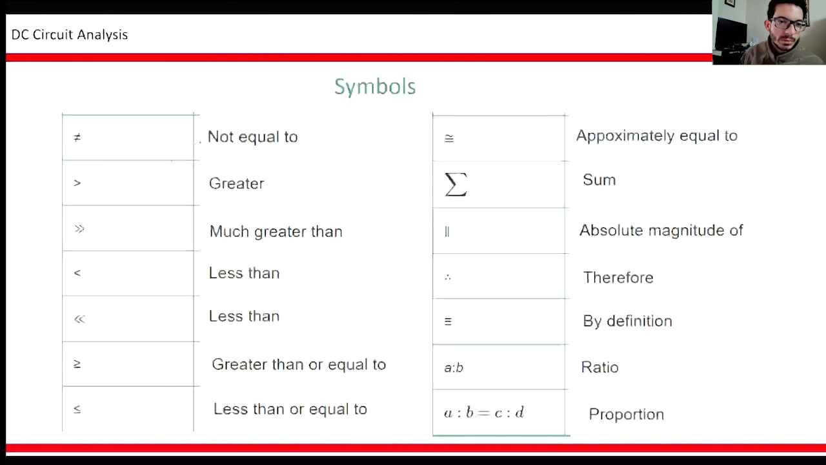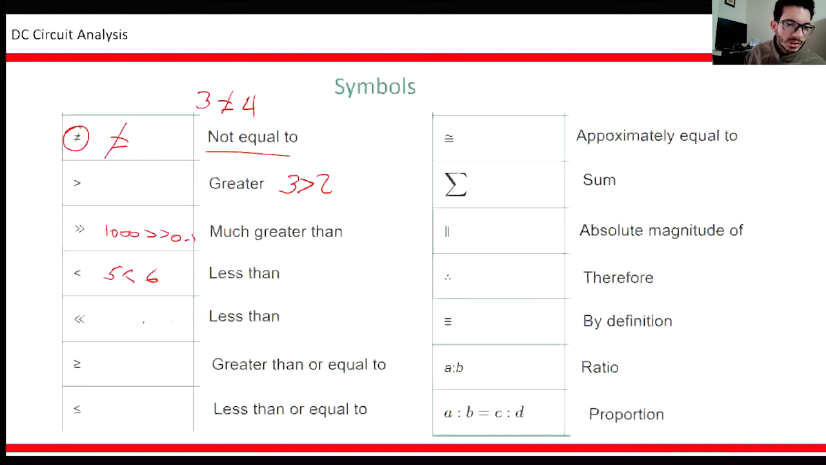Symbols, very important to remember the symbols from now on. So this right here, an equal sign with a line through it, is not equal to. So 3 is not equal to 4. Greater than, very important. 3 is greater than 2. Much greater, 1,000 is much greater than 0.1. Less than, 5 is less than 6. Much less than, so 5 is much less than infinity.